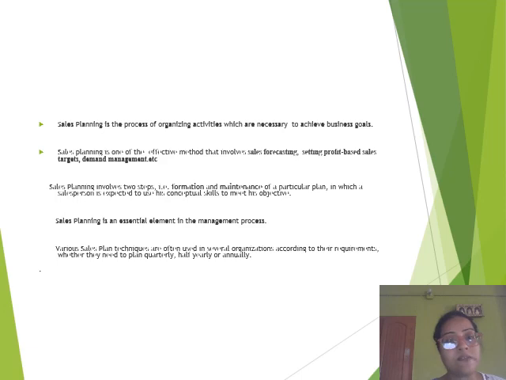So, what is sales planning? Generally, sales planning is termed as the process of organizing activities which are necessary to achieve business goals. In every organization, sales is a very important part. The business goals are achieved through a proper sales planning process. Sales planning is very much required in any organization to achieve the business goals. To achieve profits, there should be a proper sales planning process.